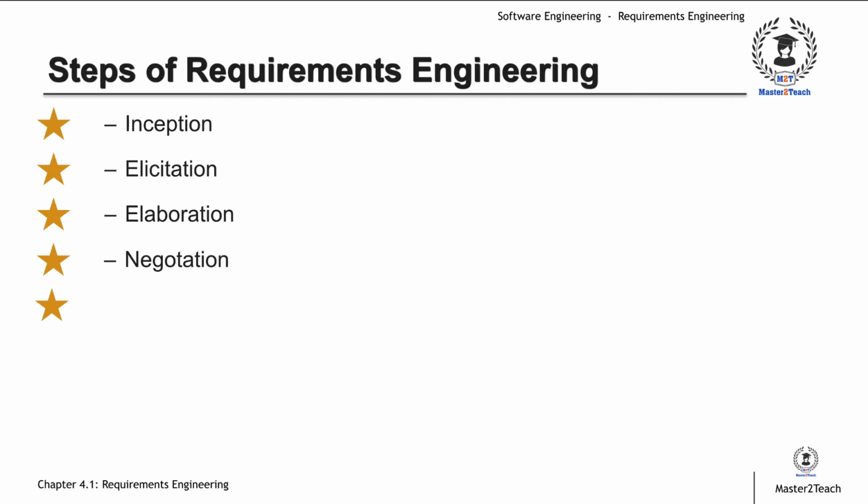Moving further, the second last step of requirements engineering is specification. The requirements are specified in some manner, for example, written documents, a set of graphical models, a prototype, or any combination of these. And the last but not the least step is validation. The work products are assessed for quality to assure that requirements are unambiguous, complete, consistent, etc. These are the steps involved in requirements engineering: inception, elicitation, elaboration, negotiation, specification, and validation.